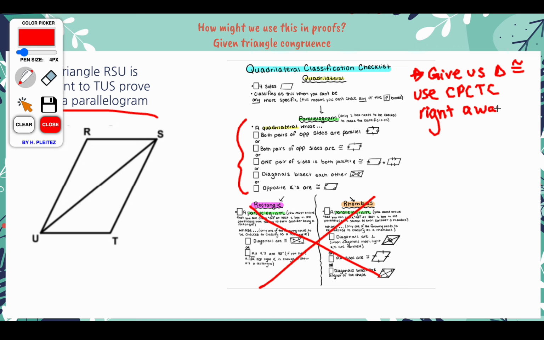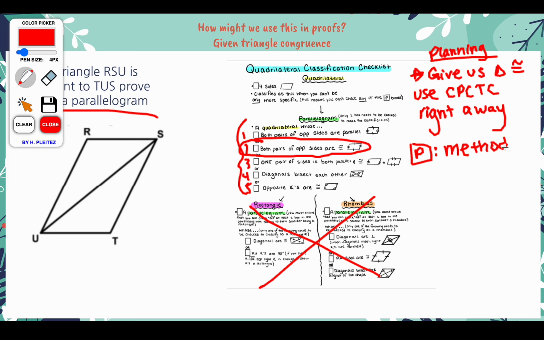And you guys should be writing this down as well. I'm modeling this in your little planning area, how we can go about this proof. So I want to use CPCTC, and I know I need to get to one of these 5 methods. Usually, if I can use CPCTC, I'll try method number 2. So to prove parallelogram, I'm going to use method 2, and I'll even write that out because we're not always going to have the checklist next to us.